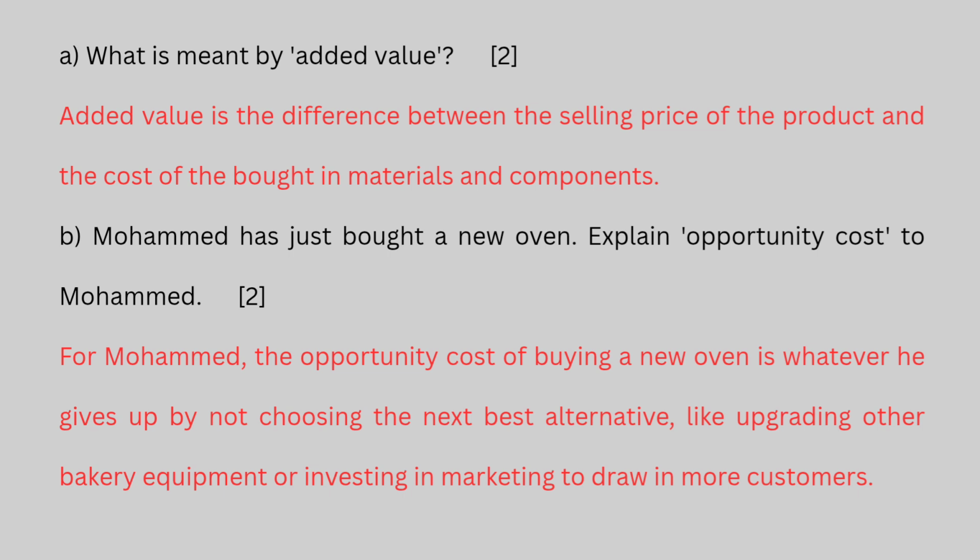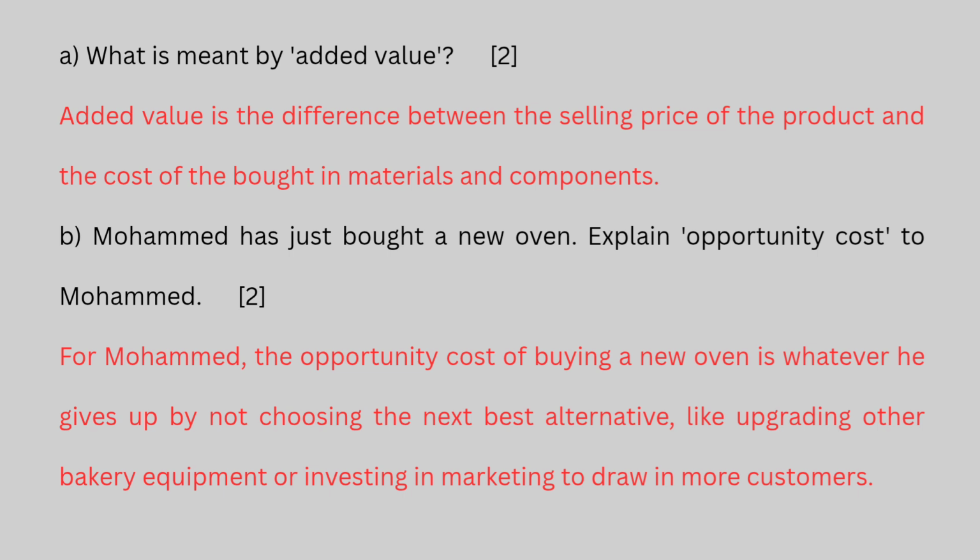What is meant by added value? Added value is the difference between the selling price of the product and the cost of the bought-in materials and components. Cost of bought-in materials and components means cost of raw materials and components. So finally, added value is the difference between the selling price of the product and the cost of raw materials bought.